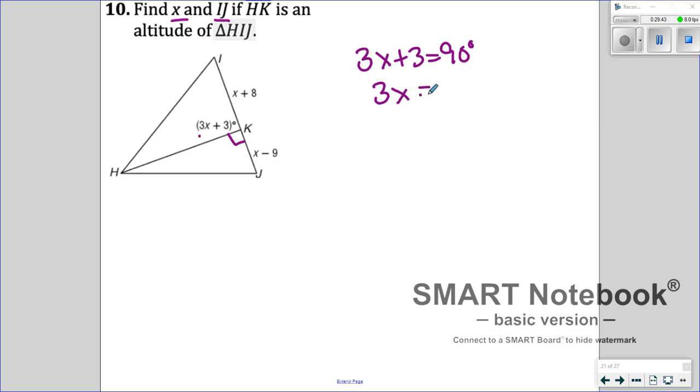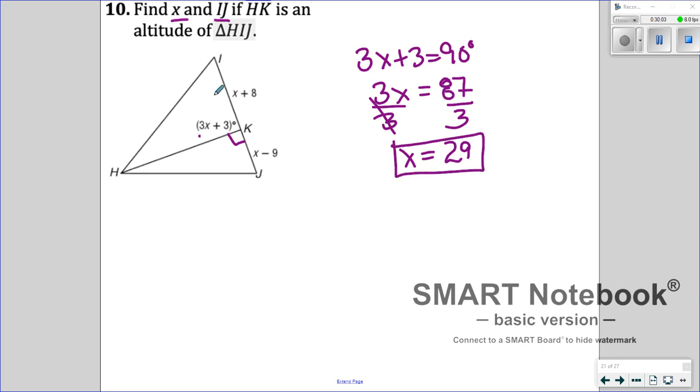We're going to subtract 3 on both sides, so we get 87. And then we divide by 3. And then for that one, our x is going to be 29. So we found our x. That's the first thing we need to find.